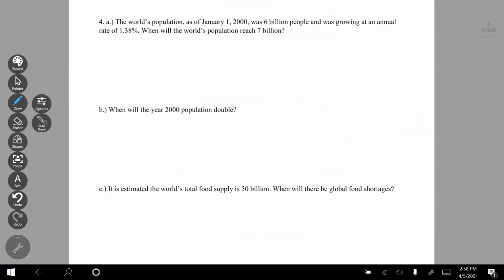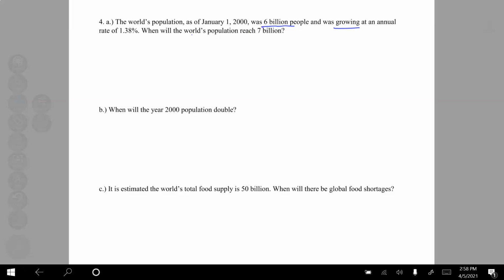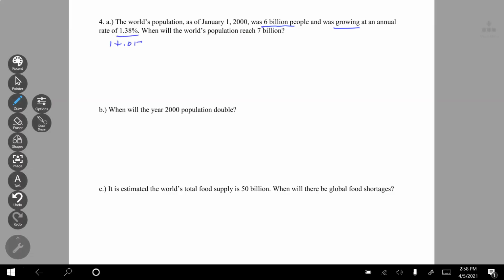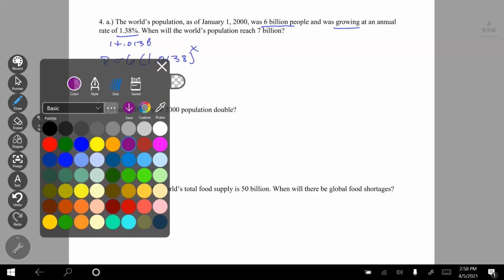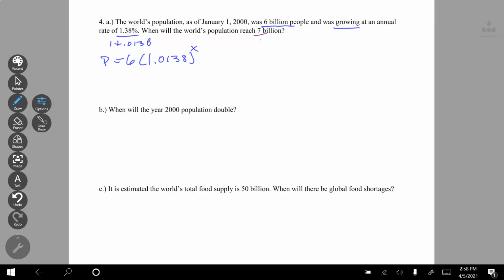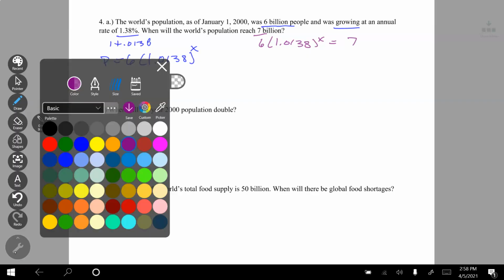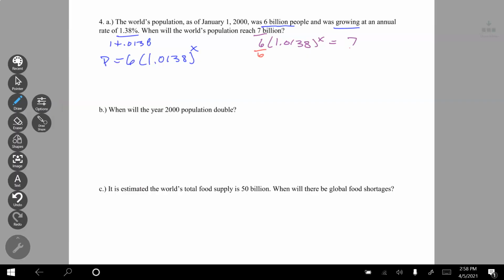Well, let's look at our population. So on January 1st, 2000, there was about 6 billion people growing at this rate, so I had to do 1 plus 0.0138. So my population is 1.0138 raised to the x. I want to see how long it takes to get to 7 billion, so I do 1.0138 to the x is equal to 7 billion. I divide it by 6. I get 1.0138 raised to the x is equal to 7 over 6. And I get what I wanted.